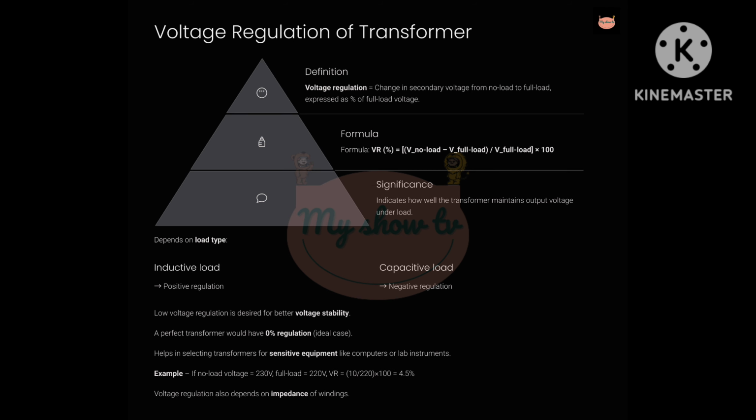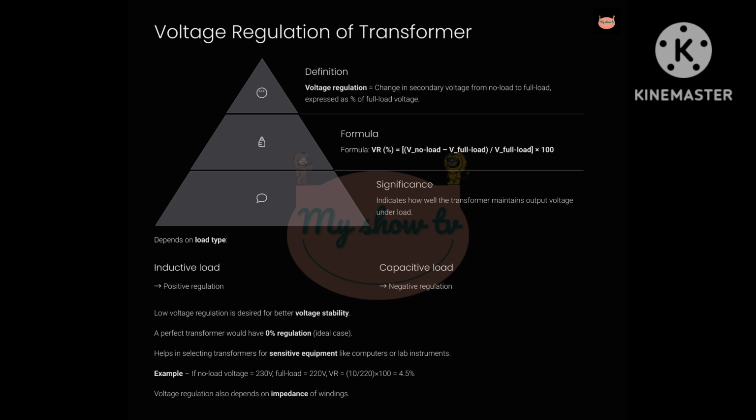Slide 3. Voltage regulation of transformer. Now let's understand what voltage regulation is. Voltage regulation measures how much the voltage drops when a transformer is loaded compared to no load. Ideally, we want the voltage to stay constant, but due to internal resistance and leakage, it drops when current increases. Here, we know V no load as the voltage at secondary when no load is connected. We know V full load as the voltage when the transformer is supplying full rated load.